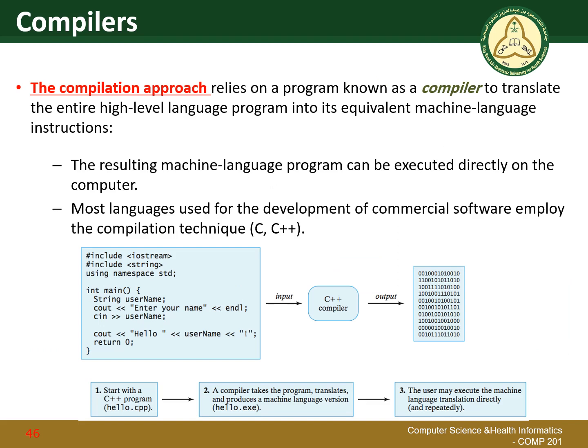For the compilation approach, the translation tools are known as compilers. A compiler can translate the entire high-level program code into an equivalent machine language executable file that can be executed directly on the computer. The languages that use compilers, like C, C++, and C#, are common in commercial software.